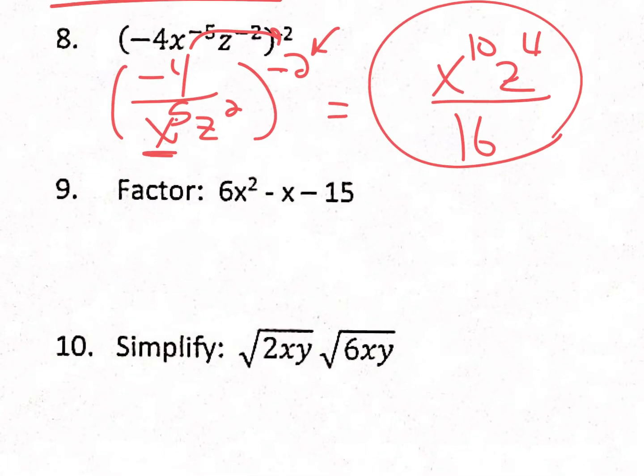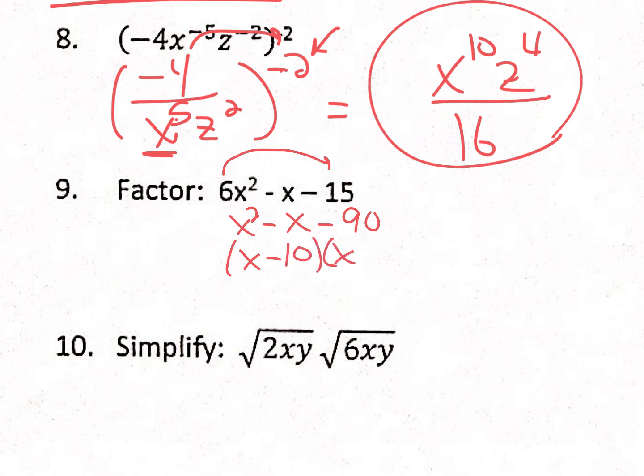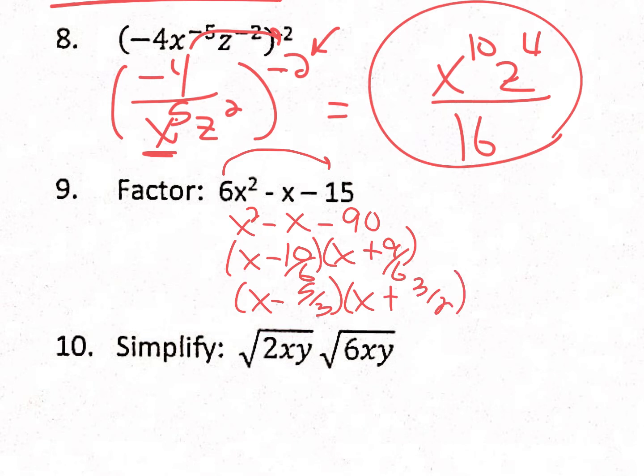Okay, number 9. Factor, slide, divide, slide. I'm sliding the 6 to the 15. Everybody knows 15 times 6 is 90. Factor that part. That's x minus 10, x plus 9. I'm going to divide now. Remember, slide, divide, slide. So I'm dividing everything by 6. Reduce those fractions. 10/6 is really 5/3. 9/6 is really 3/2. And I'm going to slide.